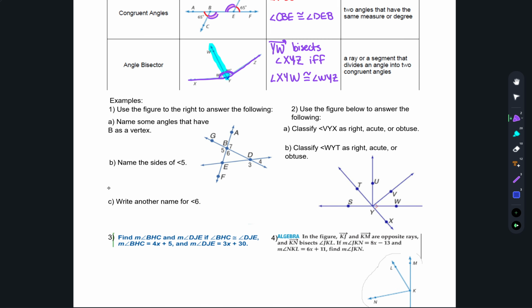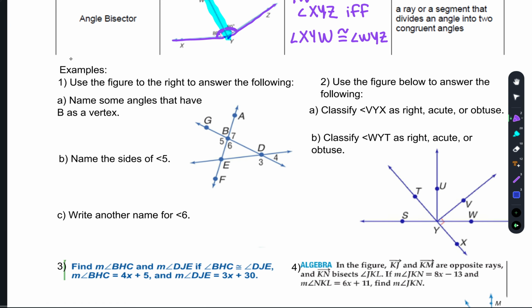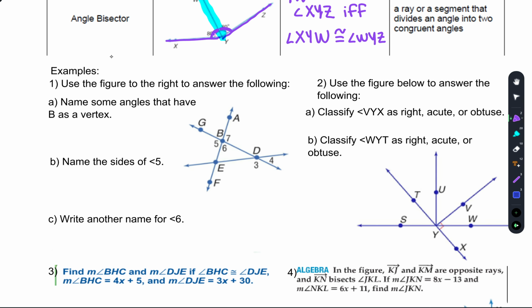In example 1, I'm looking at this figure, and I first want to name some angles that have B as a vertex. There's a bunch of different options here. Can I get one correct option? An angle that has B as its vertex. Yeah. You said EBD? Perfect.